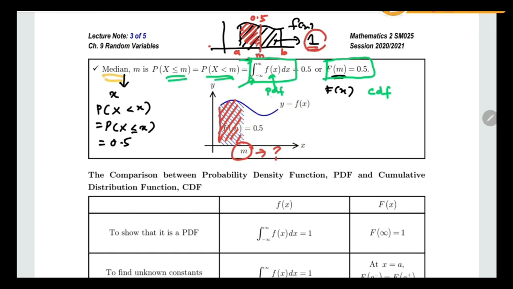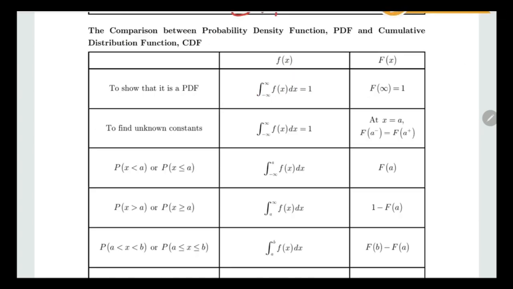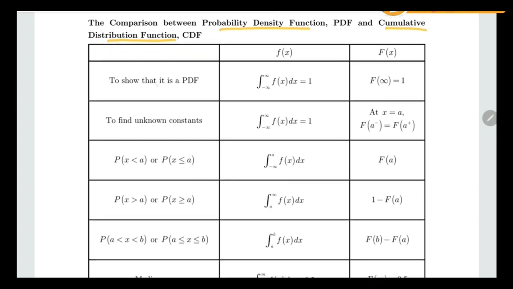So how are you going to find the median, whether using the PDF or CDF? If you are using the PDF, you need to integrate. If you are using the CDF, you need to substitute into the CDF function that you have found, or you are already given in the question. Okay, let's go to the summarized comparison between the probability density function, the PDF, and the CDF for the continuous random variable.